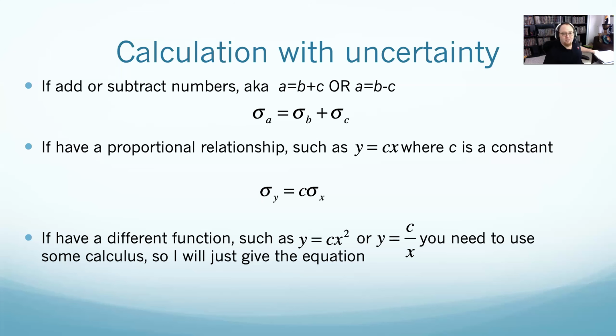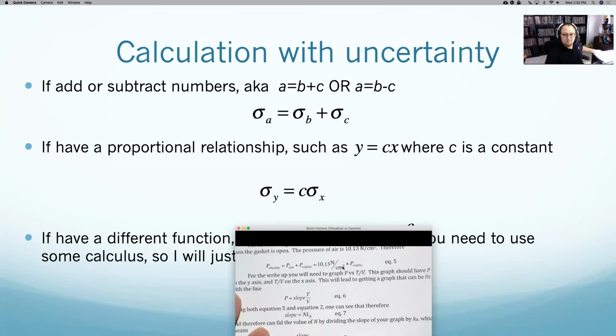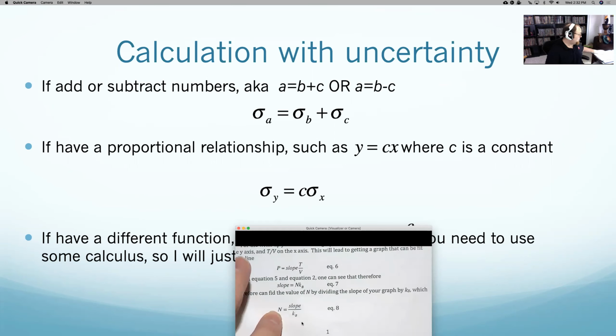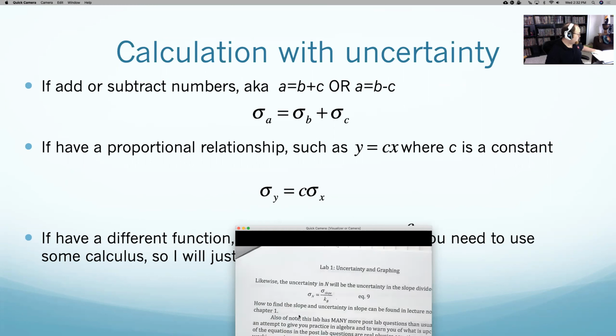So for example, in the first lab, you're going to be asked to find n. And I tell you that n is slope over k sub B. I'm going to ask you to solve for n, and what you're going to do is find the slope using the stuff on the next slide, the things we covered last class. And we'll get a value of n, whatever your value of slope is over Boltzmann's constant. You're also going to find the uncertainty in n, because it will be the uncertainty in slope over Boltzmann's constant. I'll give equations to solve for it.